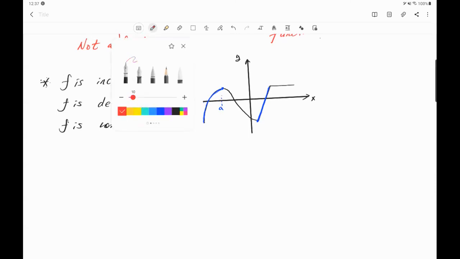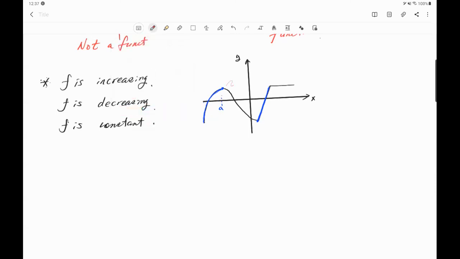Decreasing means as x increases, the y value now decreases. So starting from a and then going down, right? Going down. So this graph is f is decreasing from a to b. Let's say this is b. Okay, b. All right, and let's say this is c.